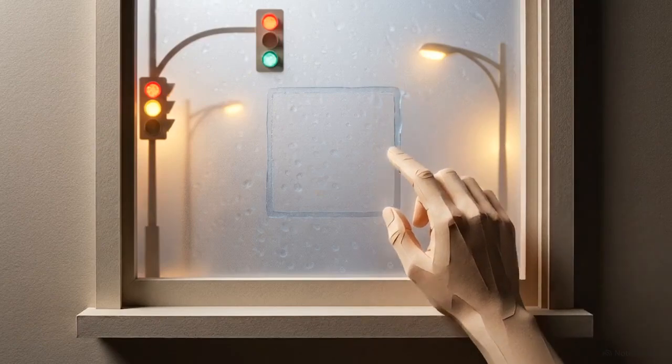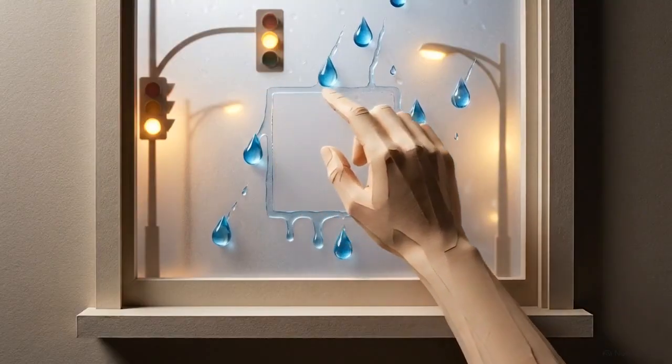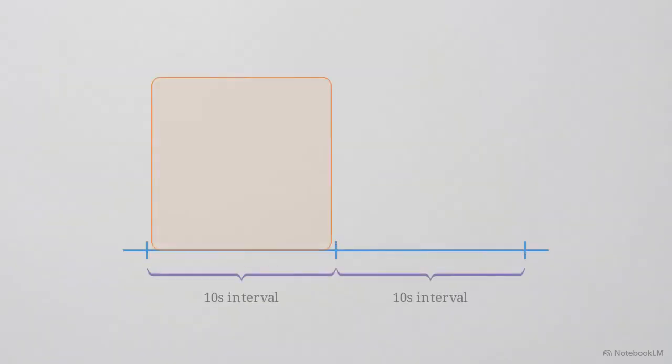Sitting by a window in a light rain, you draw a square on the glass to count how many raindrops hit it every 10 seconds. Will the same number of drops hit the glass every 10 seconds? Could there be 0 drops in one interval and suddenly 5 or 6 in the next?